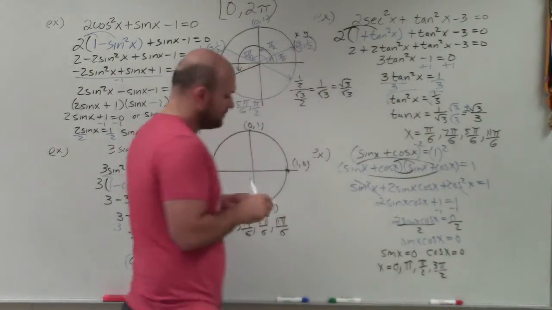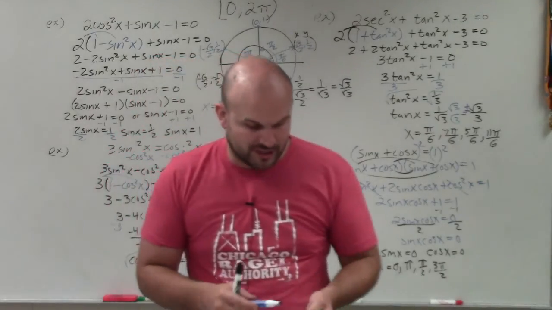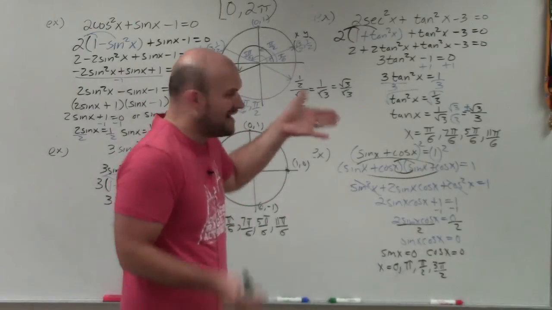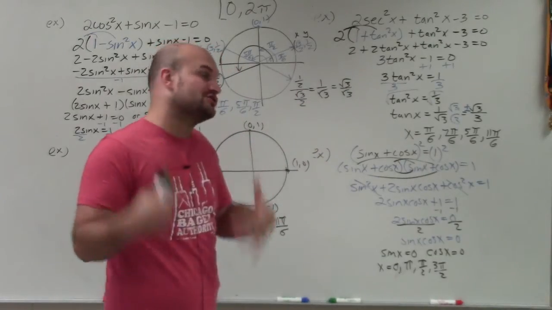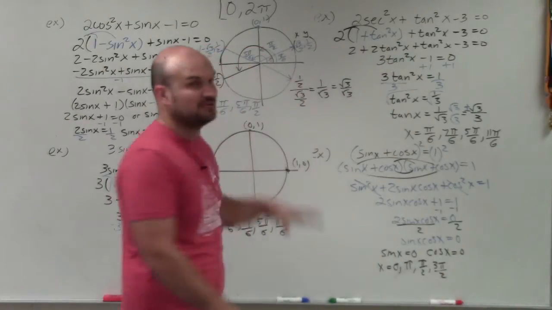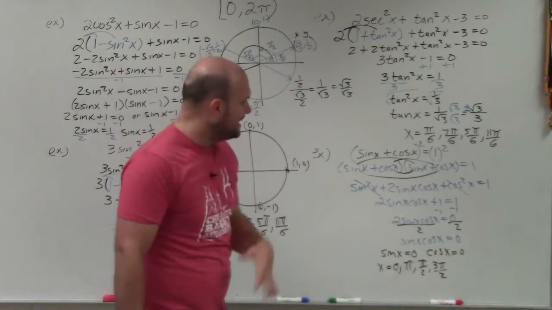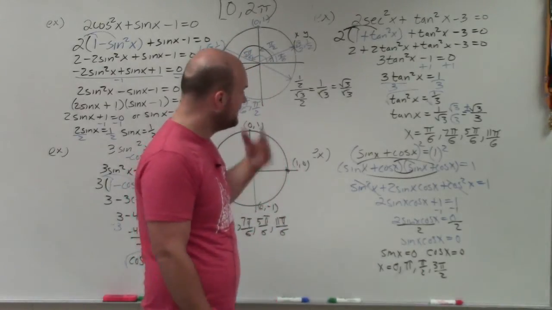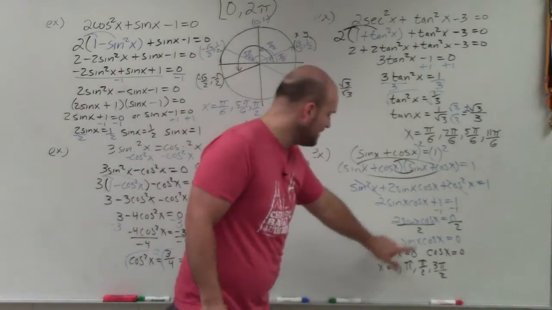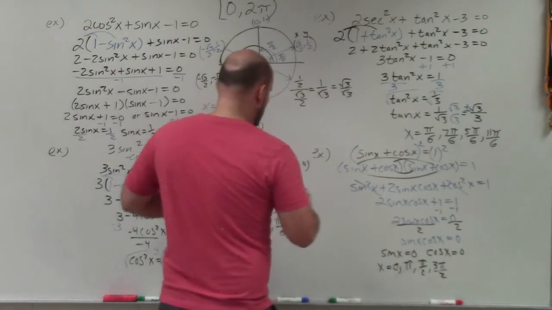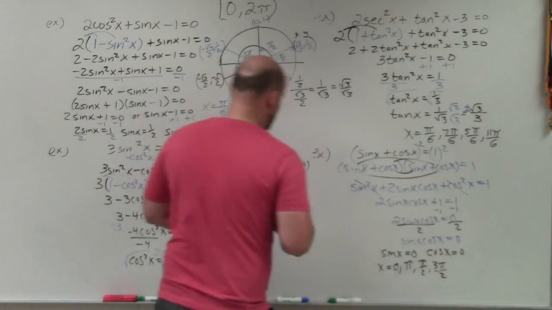OK. The one problem, though, that we need to go back and make sure we check our work here is when we are squaring both sides, we've got to look for extraneous solutions. So it's very, very important. It's important for all of these to double check your work, make sure you did it correctly. But especially when you're squaring both sides, you've got to make sure you check for extraneous solutions. So basically what I'm going to do is plug my angles back into my original equation and determine if they work or not.